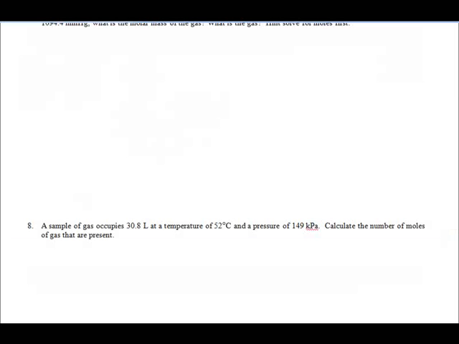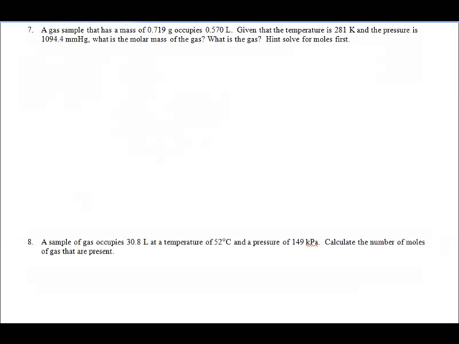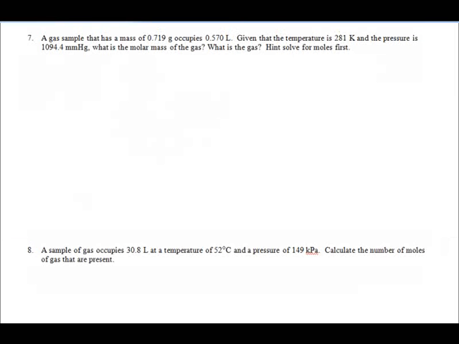Number 7 says a gas sample has 0.719 grams, occupies 0.570 liters, at a temperature of 281 K, and the pressure is 1,094 millimeters of mercury. What is the molar mass, and therefore, what is the gas? The hint is to solve for moles first. So I'm going to use that same formula I just used: n equals PV over RT.